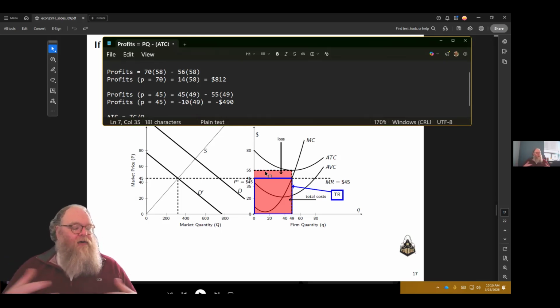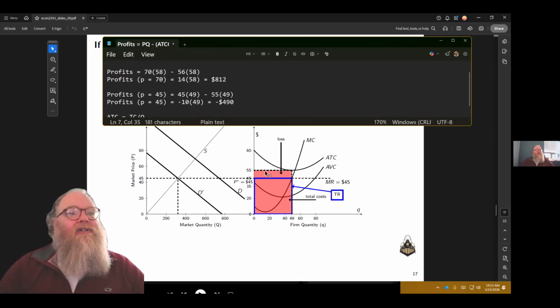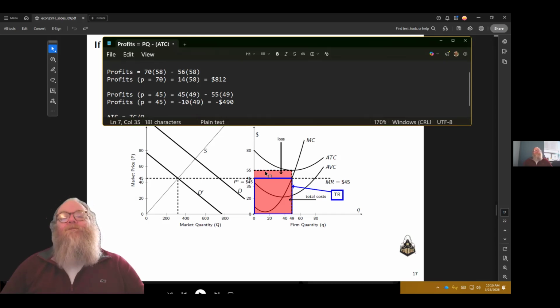And so they'll go to calculate profits for a particular example. They'll calculate profits as being less than zero, and they think they've made a mistake because profits have to be greater than zero. That's not the case. To an economist, profits are total revenue minus total cost, whatever that number happens to be. We can see that when the market price is 70, those profits are nice and healthy, robust, 812 positive.